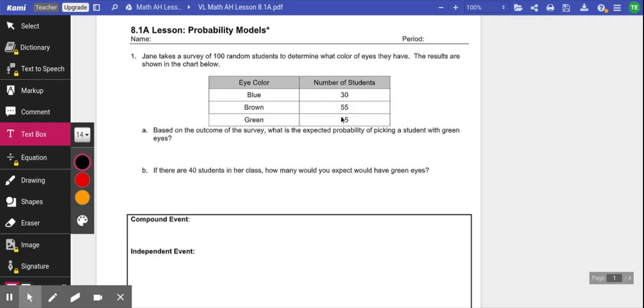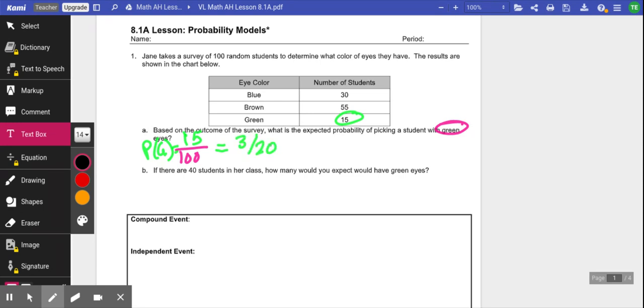So we have data in this thing. We have to add up our total. So our total, 30 plus 55 plus 15 is 100. So we know that in our denominator we have 100. And we want green. So looking at our green, we have 15. So our probability of green is equal to 15 out of 100, which we can reduce. Those are both divisible by 5, so we get 3 out of 20.